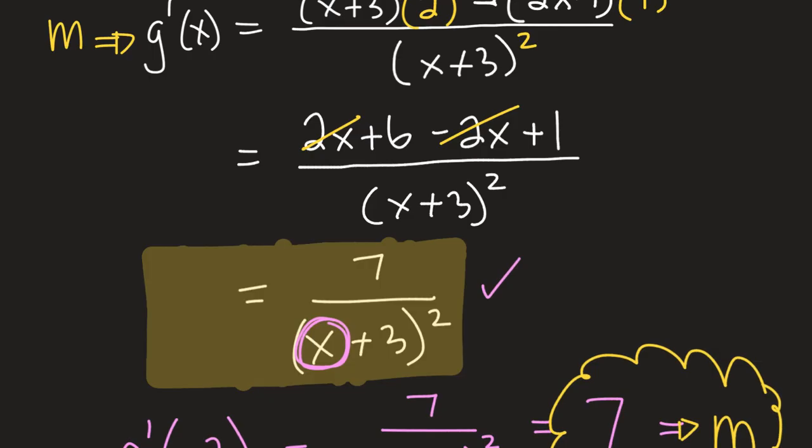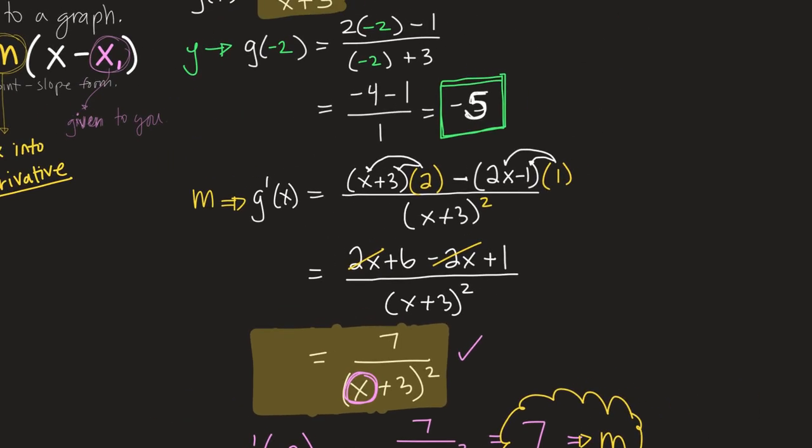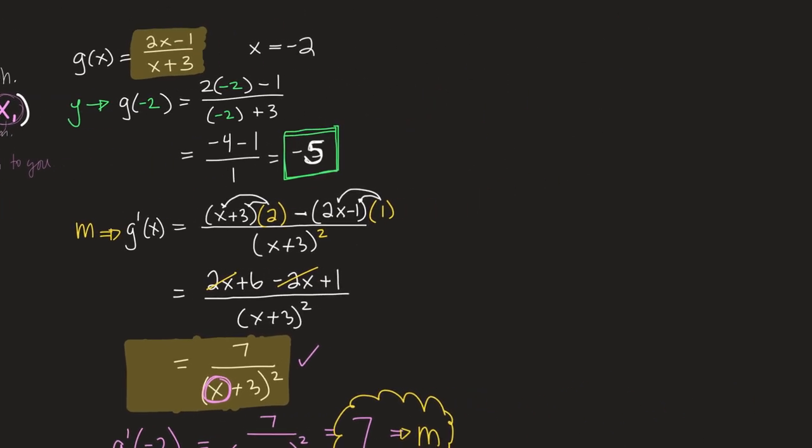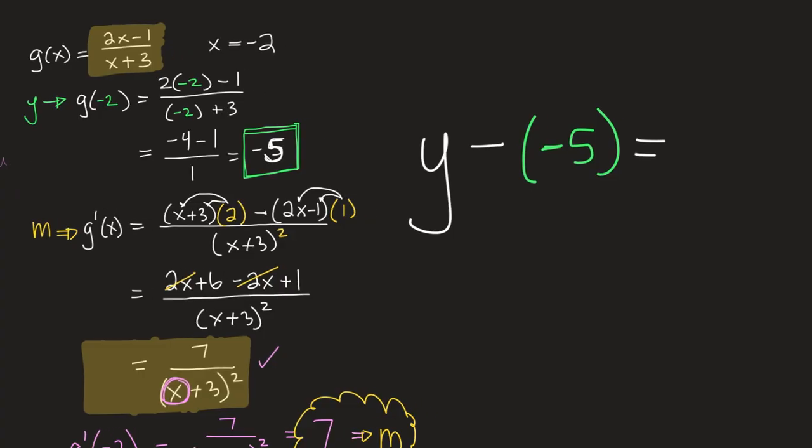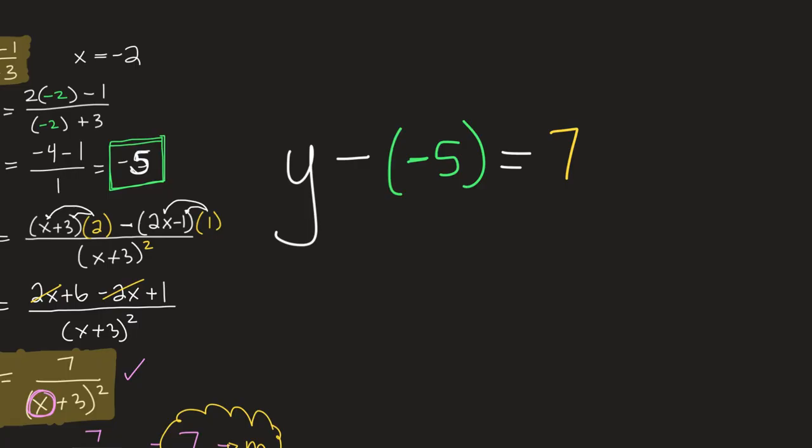Now I have all of my pieces that I need. I have my x value that I was given, -2. I calculated my y value, and now I found my slope. So I am golden to write my equation. y minus the y coordinate, which was -5, so I plug a -5 in there, equals m, my slope, which was 7, times x minus my x value, which was -2.